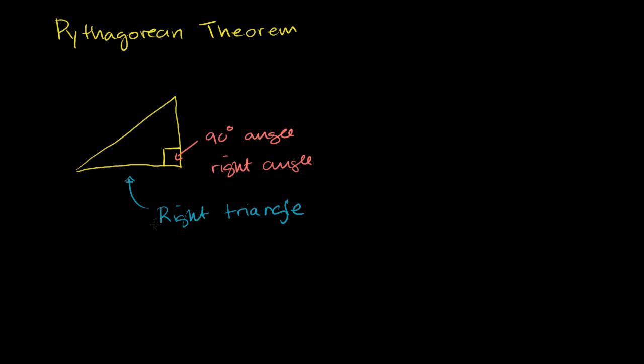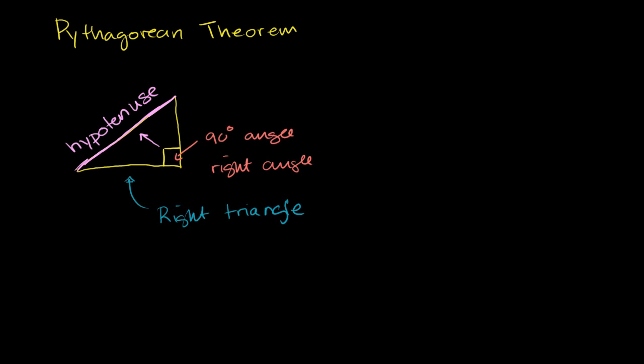Now, with the Pythagorean theorem, if we know two sides of a right triangle, we can always figure out the third side. Before I show you how to do that, let me give you one more piece of terminology. The longest side of a right triangle is the side opposite the 90 degree angle, or opposite the right angle. In this case, it is this side right here. This is the longest side, and it is called the hypotenuse.